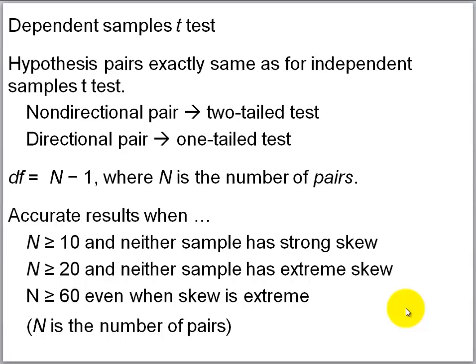And if n is greater than or equal to 60, then you really don't need to be concerned about any effects of skewness on accuracy. You'll get reasonably accurate or really quite accurate p-values regardless of skew.